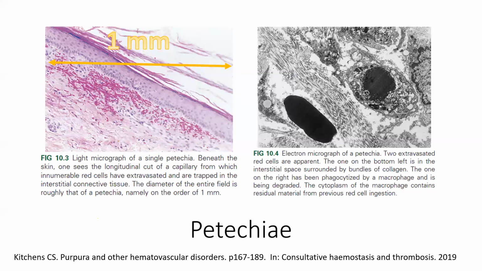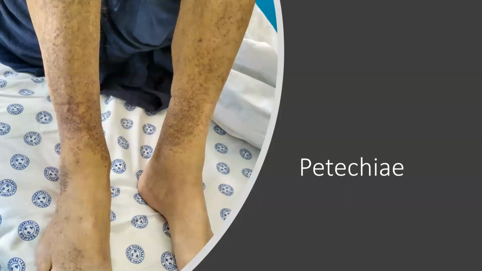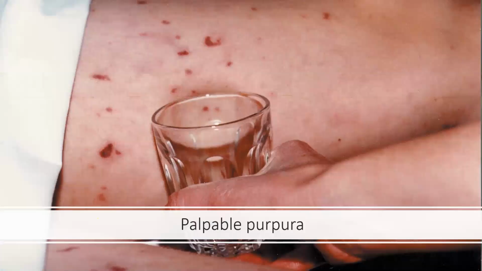It is about 1 millimeter in size, and you can see the extravasated red cells in the connective tissues there. On the right-hand side is an electron micrograph, and it shows 2 extravasated red cells. Petechiae, we should remember, is a very specific term used for thrombocytopenia. This is just a picture of a patient that I saw with a platelet count of 1. He had ITP, and he had very impressive petechiae in the dependent extremities where we tend to see them.